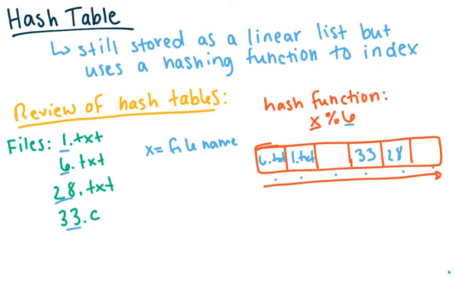So if I come in and I say I want file 28.txt, great, I'm going to strip this off and use my hash function, and it's going to tell me exactly where to index into. So it makes it really straightforward.